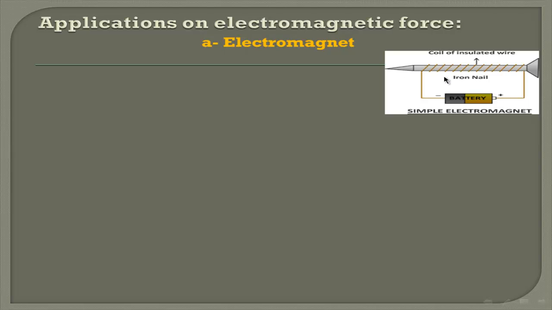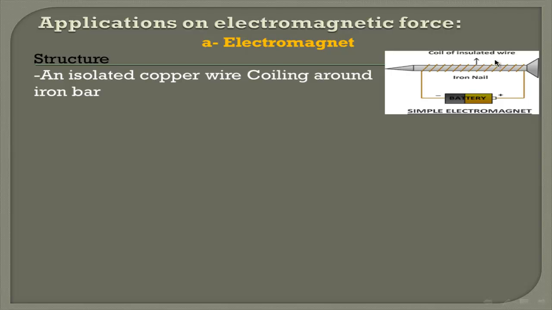This is the electromagnet. The first point we will talk about is its structure. It consists of a battery, which is the source of electricity, connected by a coiled copper wire around the iron nail. It's an insulated copper wire coiling around an iron bar, connected to a source of electricity such as a battery.